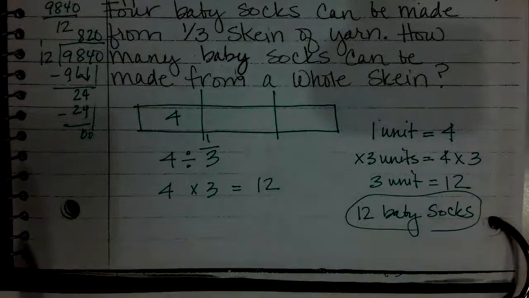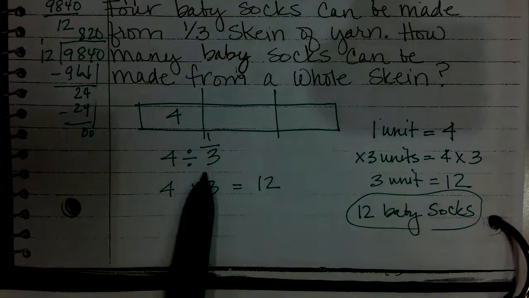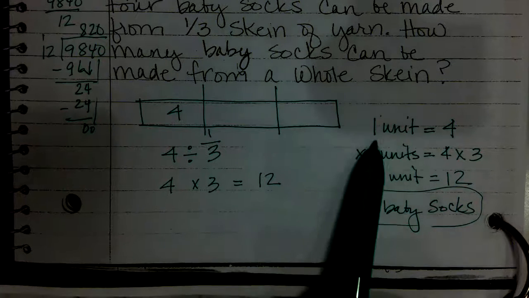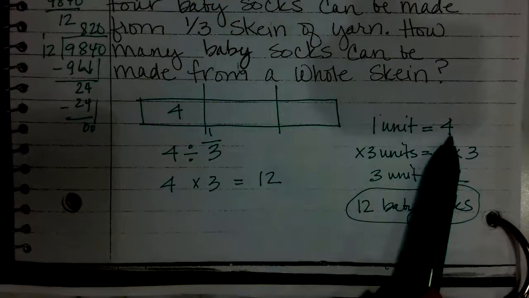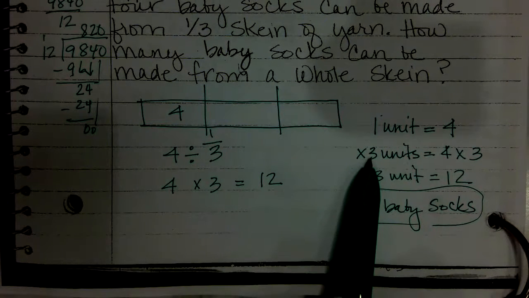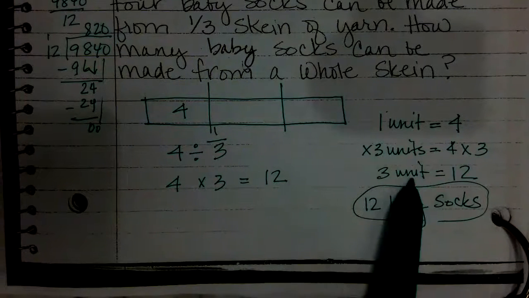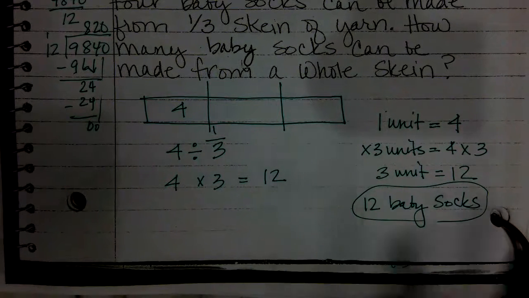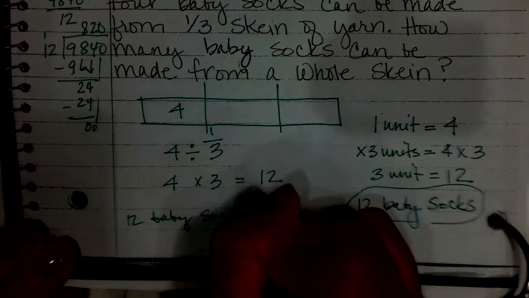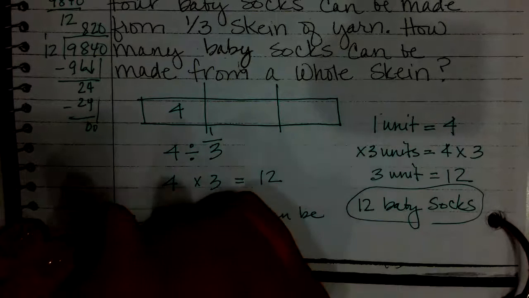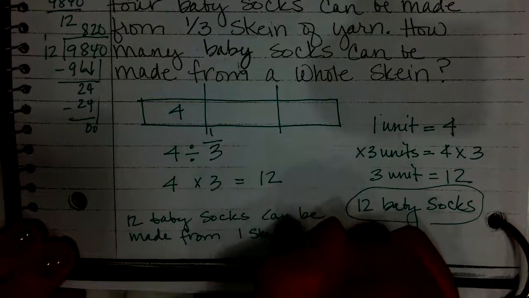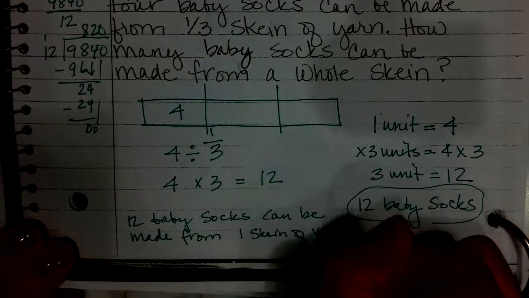All right, so just based on this, it's 4 divided into thirds, right? So 4 times 3 is 12, or I could say 1 unit is equal to 4. So I'm going to multiply that by 3. If I multiply by 3 over here, I multiply by 3 over here. 3 units is equal to 12. 12 baby socks can be made from 1 skein of yarn.